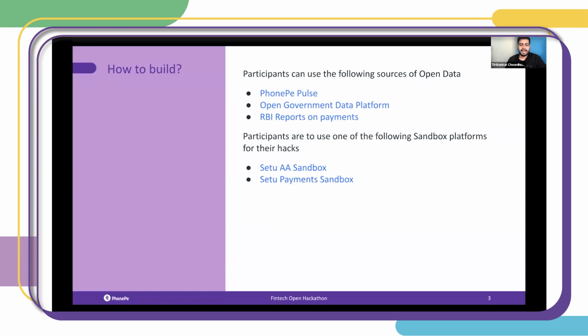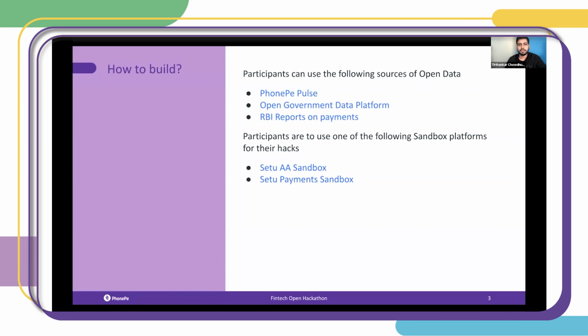We want the hacks to be using this aggregate data in order to build and solve a few of the problems that you feel need to be solved in the fintech domain, over and above what already exists, and over and above the humongous set of fintech solutions that exist around us.